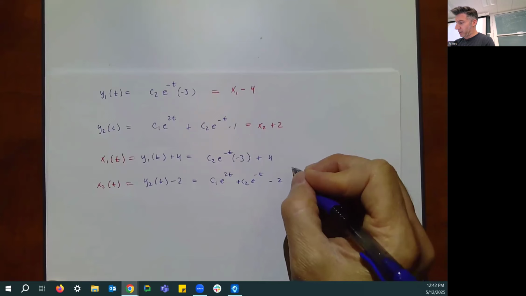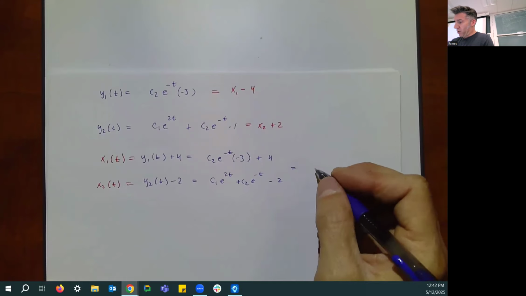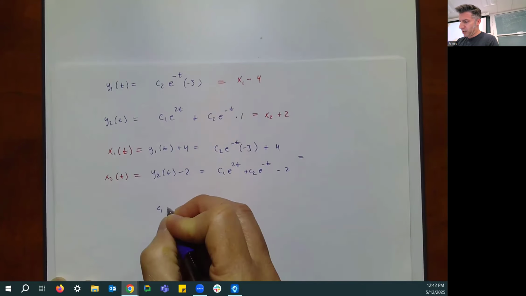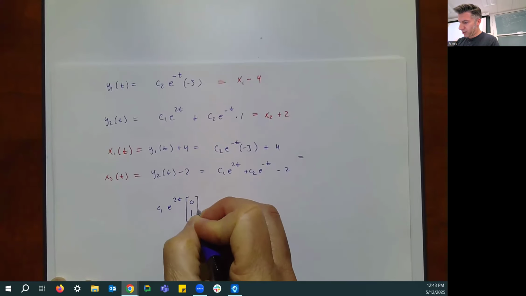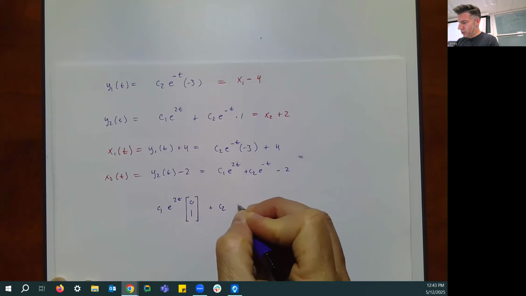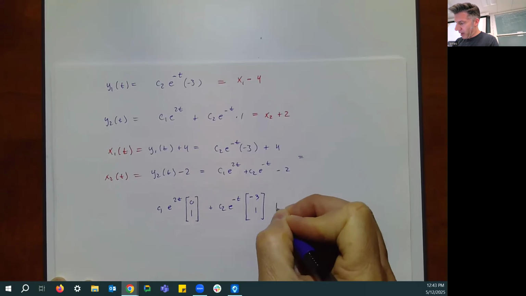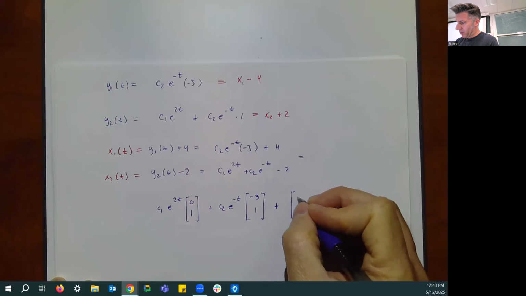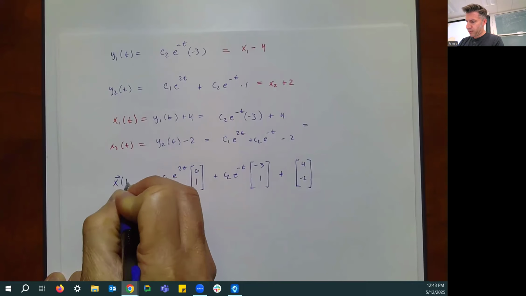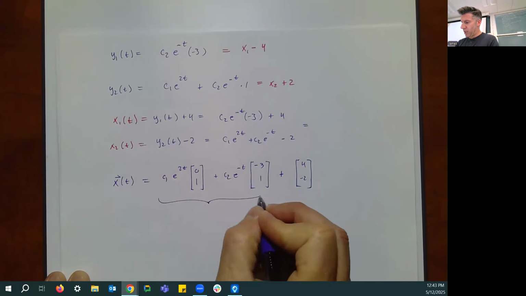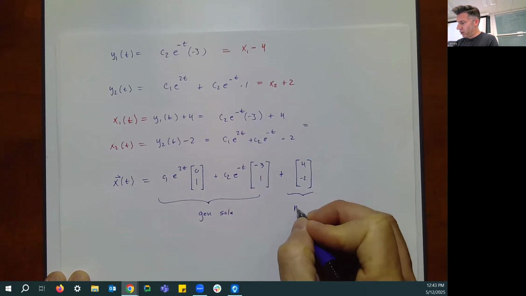Or written as a matrix, it's going to equal our general solution, which was our C1 e to the 2t times our first eigenvector plus our C2 e to the negative t times our second eigenvector. And then we're just going to add on our x1 hat, x2 hat. So our solution for x of t is our typical general solution plus our new equilibrium.